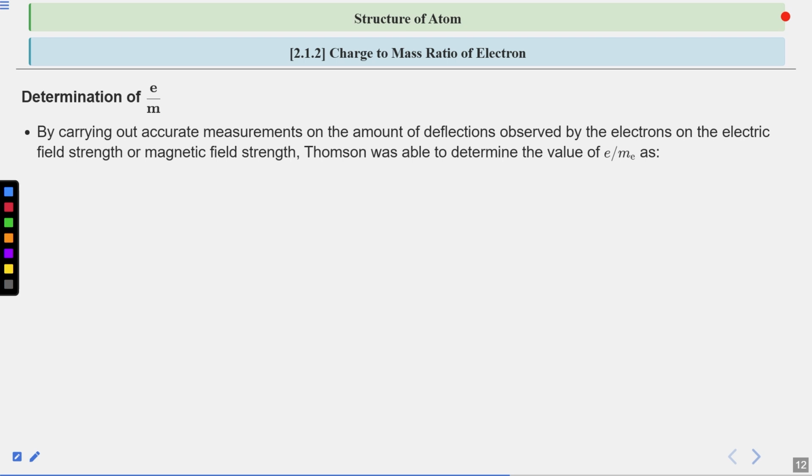Now, we will not go into how he determined this e by m ratio. You only have to think that he did one thing: he applied a proportionate amount of electric and magnetic field simultaneously, so that there is no deflection and it hit the point B, which was the original path. On the basis of this, and some calculation involved in it, he calculated this e by m ratio.